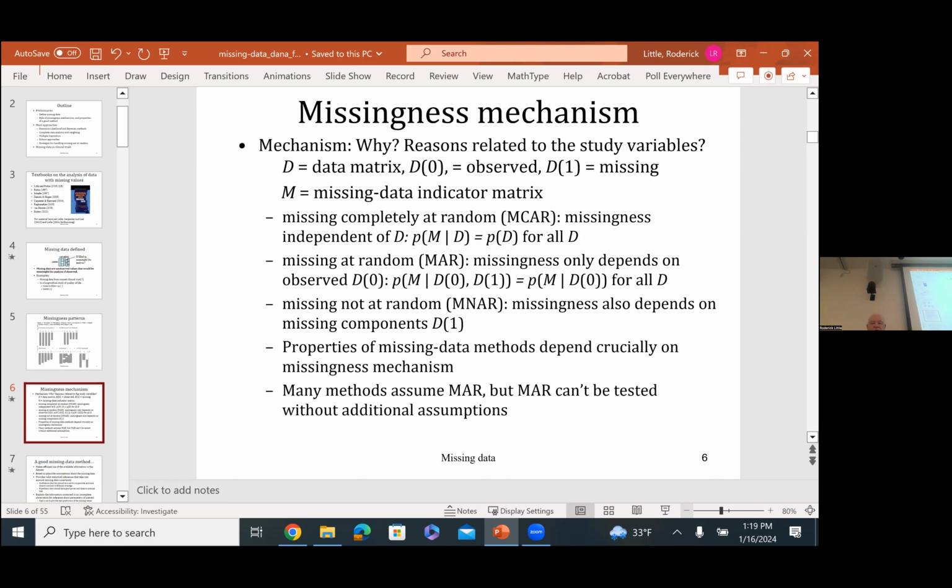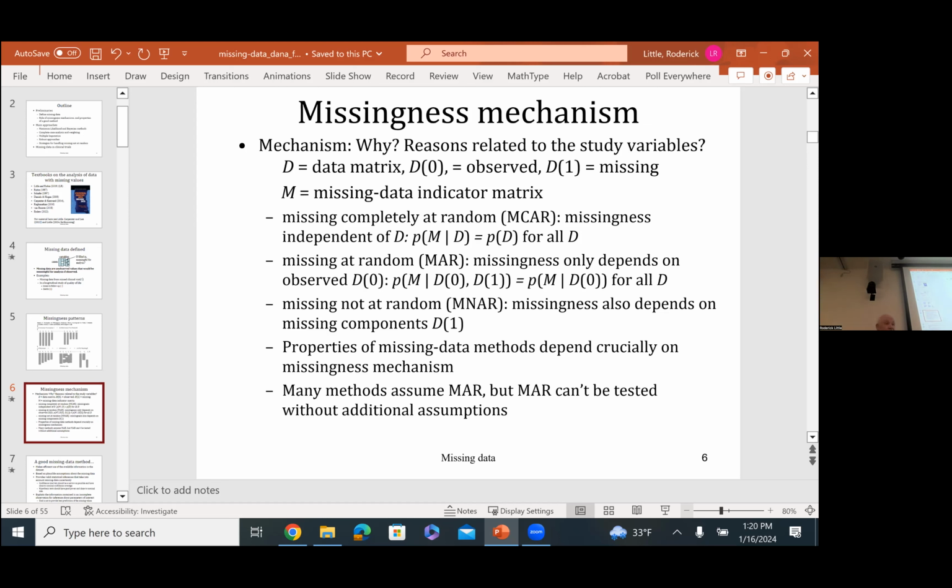Missing at random is if missingness only depends on the observed values of D. So the distribution of M given D only depends on D0, the stuff that's actually observed. I think I have to do something about this slide. Apologies. So missingness doesn't depend on things that are missing.